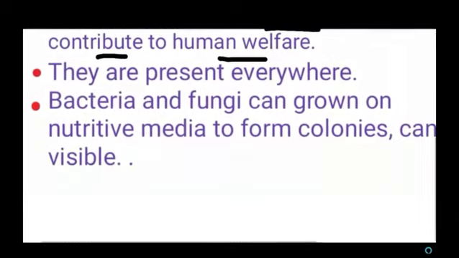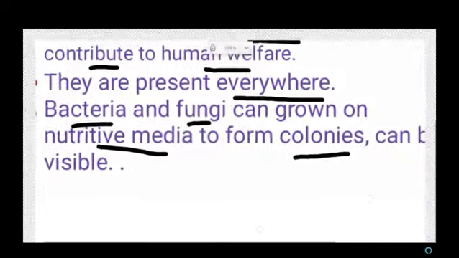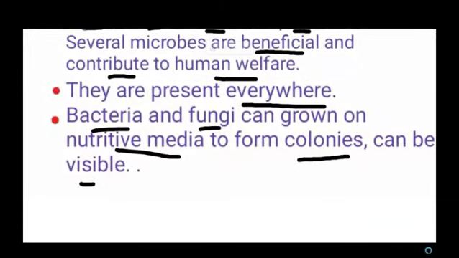These microbes are present everywhere. We can grow bacteria and fungi in a nutritive medium in the laboratory. At that time they form colonies, and these colonies are easily visible to our eyes. We cannot see the single cells of bacteria or fungi, but if they are found in colonies, they are easily visible to us. So first we are going to see about microbes in household products.